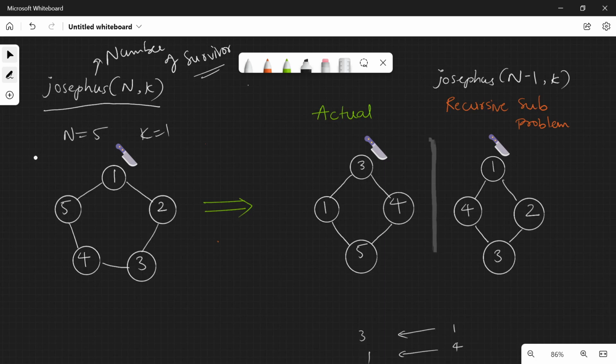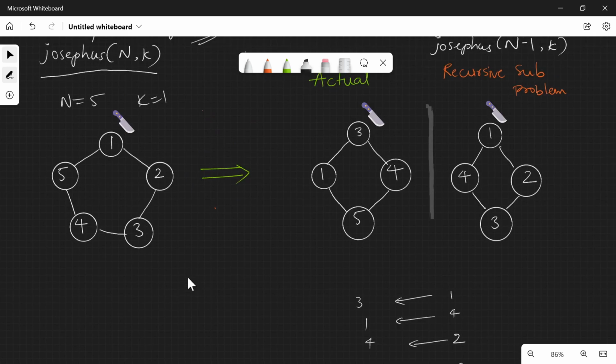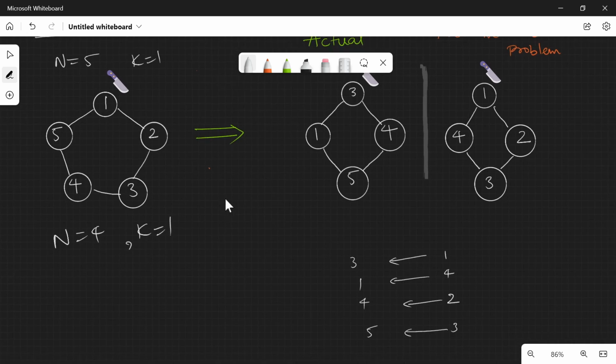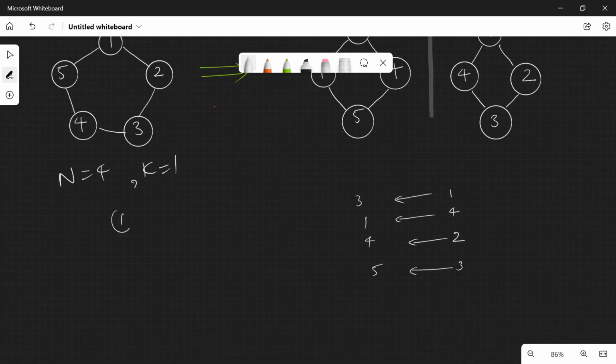Now, can you think of this problem in terms of subproblems? You are killing each soldier and the number of nodes is reducing by 1. Can you think in terms of recursion? I'll just make things clearer. For n is equal to 5 and k is equal to 1, the problem looks like this. And how will the problem look for n is equal to 4 and k is equal to 1? It will look something like this, right? 1, 2, 3, 4.